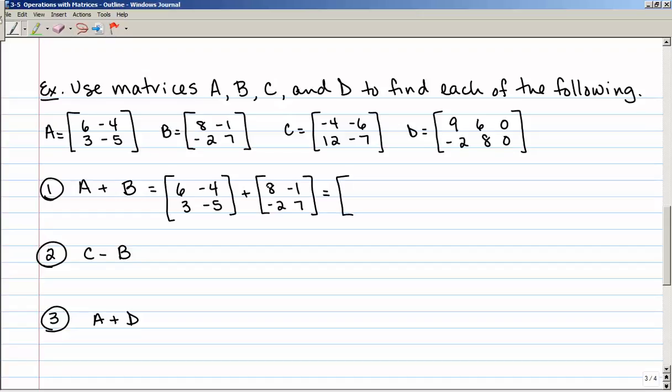Okay, so to add these two matrices, I'm just going to add their corresponding elements. So 6 plus 8 is 14. -4 plus -1 is -5. 3 plus -2 is 1. And -5 plus 7 is 2.